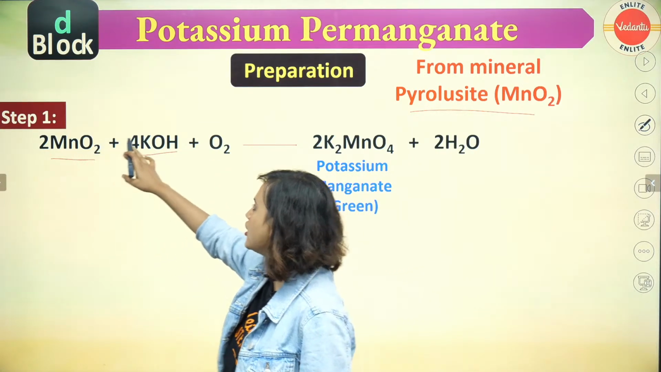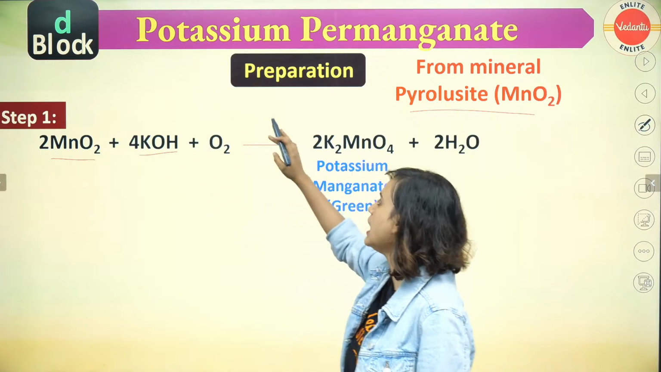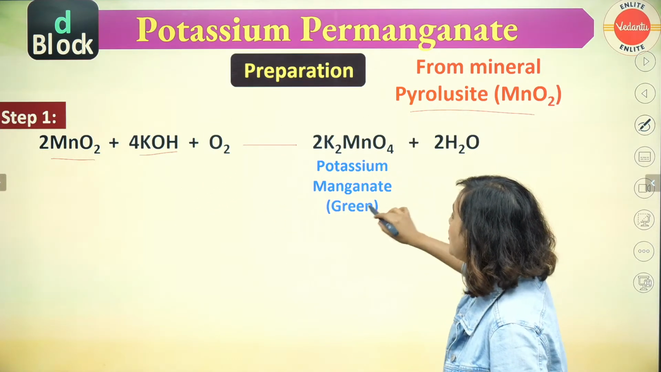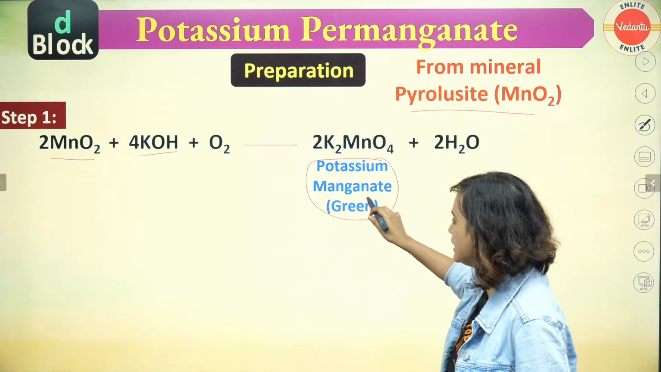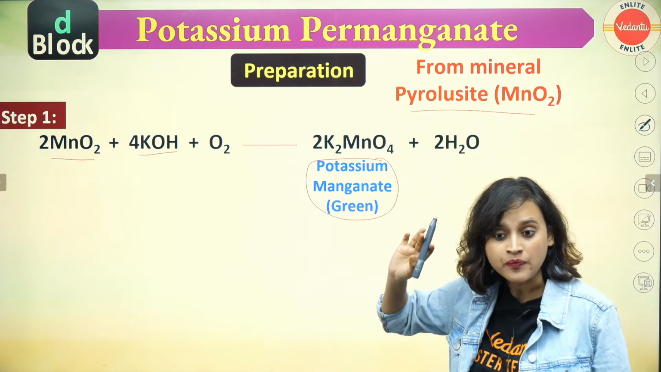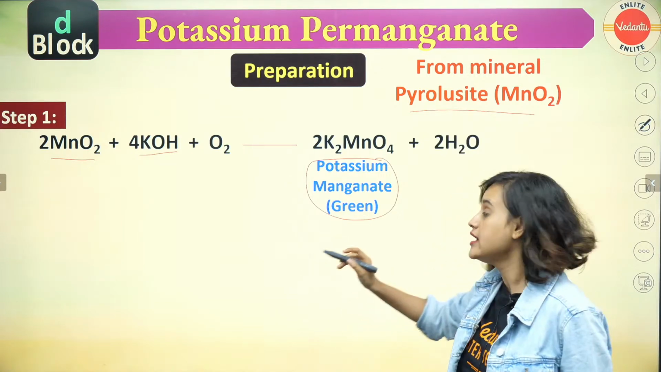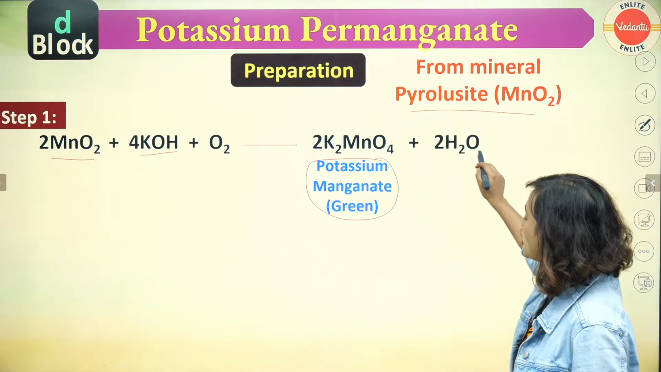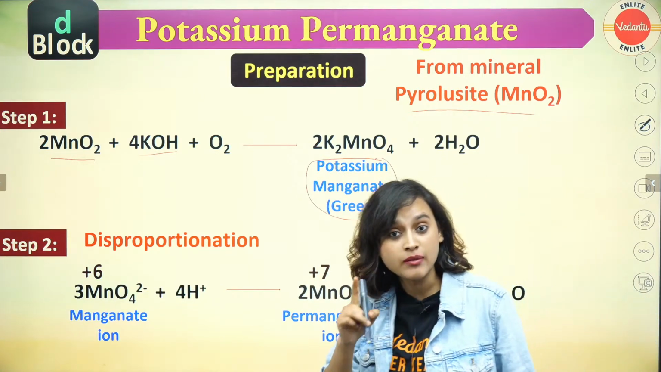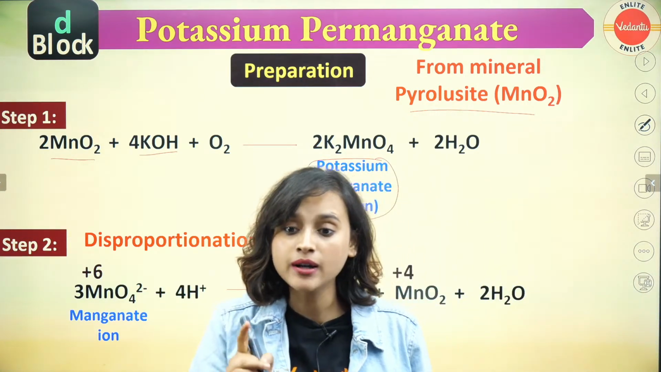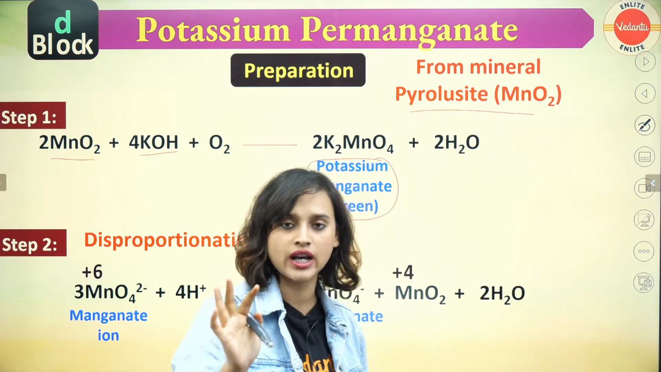So manganese dioxide in alkaline medium and oxygen will give you potassium manganate. What is it giving you? Potassium manganate, which is green in color. Now this potassium manganate and water will come out, correct? Okay. But do we need potassium manganate? We need potassium permanganate.